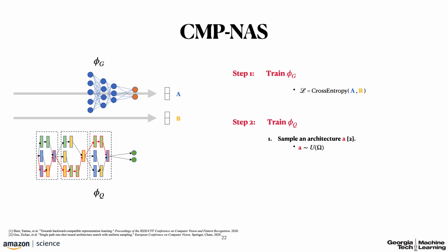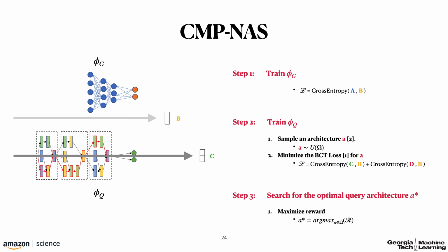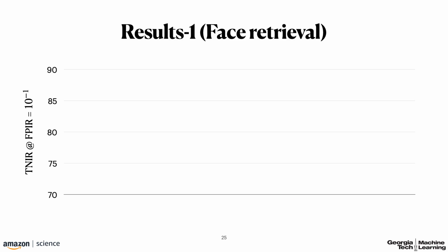To train the supernetwork, we first uniformly sample an architecture or path denoted by A and shown in red in the figure on the left. Given A, we minimize the BCT loss for this architecture. We repeat the sampling and loss minimization step multiple times to obtain a trained query supernetwork. Finally, using the trained supernetwork, we find the most compatible query architecture by maximizing a reward R. We consider different rewards in the paper and solve this maximization using an evolutionary algorithm.